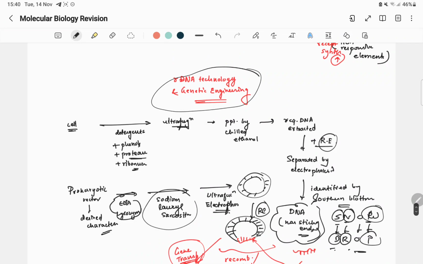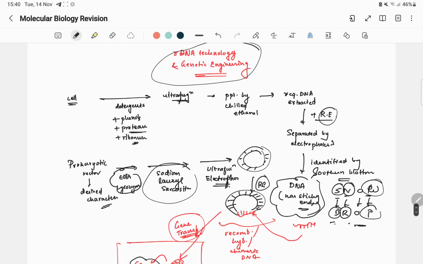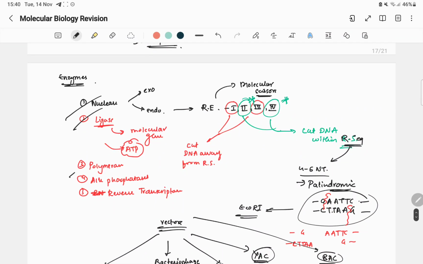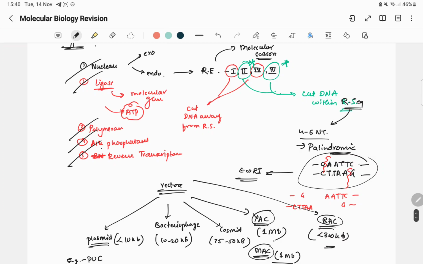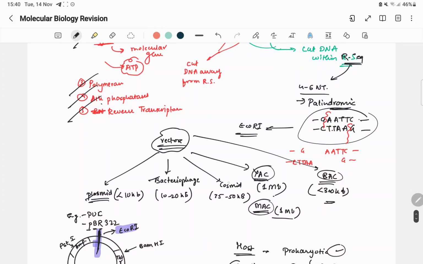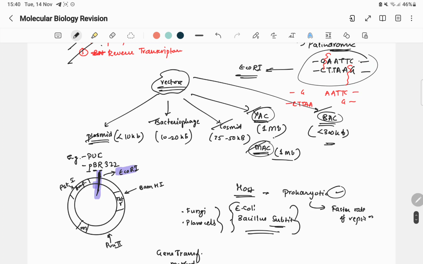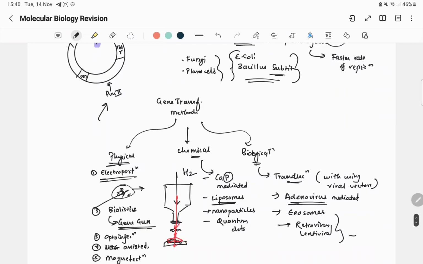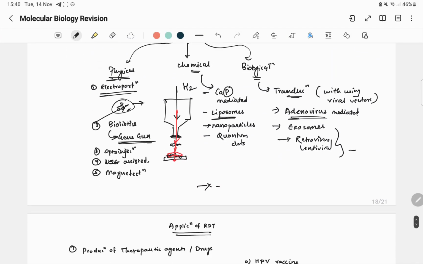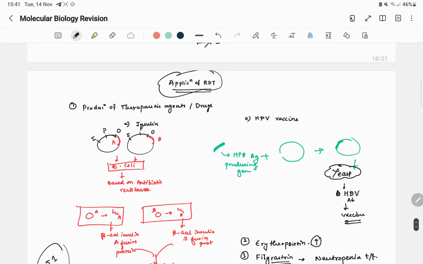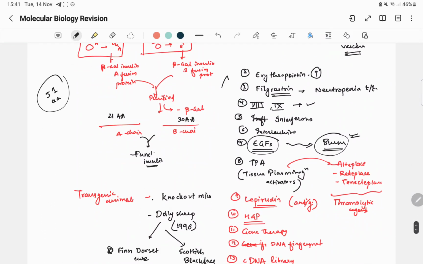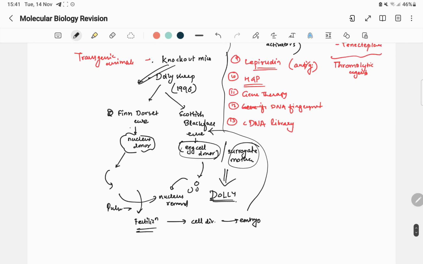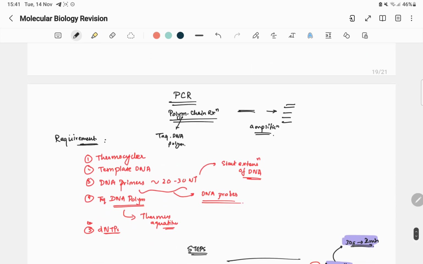Then we discussed recombinant DNA technology, which is also a part of this chapter. What are the steps of recombinant DNA technology? What are the enzymes: nucleases, ligases, polymerases, alkaline phosphatases, reverse transcriptases? What are the vectors like plasmid, bacteriophage, cosmid, YAC, BAC, MAC? We discussed the structure of EcoRI, then the host and gene transfer methods: physical, chemical, biological. We talked about the applications, how insulin is produced, and other things that are produced by rDNA. We discussed how Dolly was cloned, although it's not a part of our syllabus.